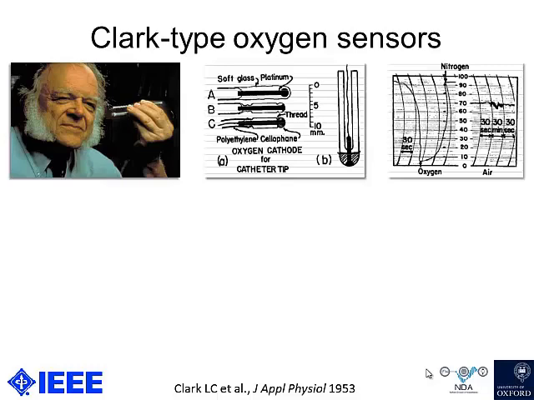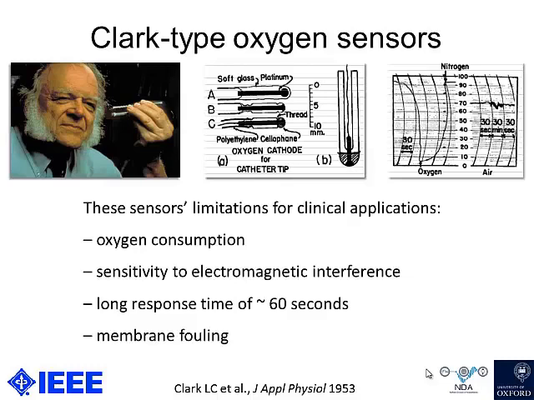For our applications, they've got a few limitations. First of all, they consume the oxygen that they're trying to measure. So if we're looking at measuring oxygen concentration at the low levels, this would probably not be an ideal solution. Because it's an electrode, it's sensitive to electromagnetic interference, which again, in an operating theater, may be better to be avoided. And it's got a relatively long response time of about 60 seconds, which appears in the diagram in the top right corner, which is from the Journal of Applied Physiology 1953 article.